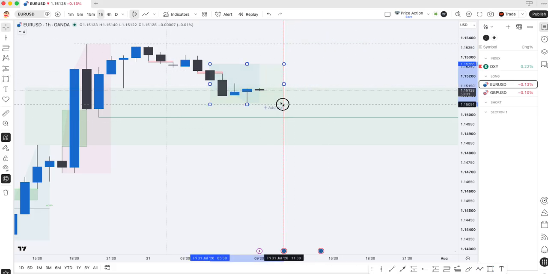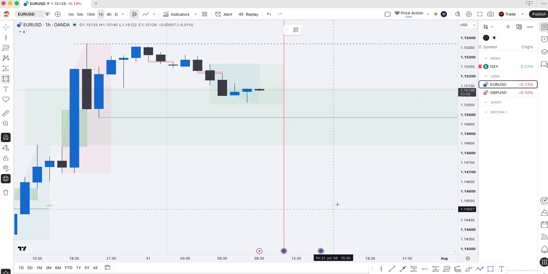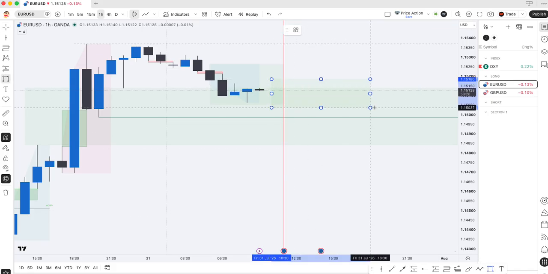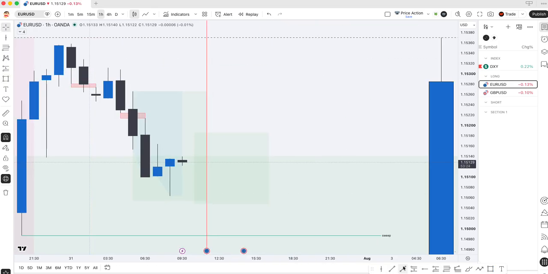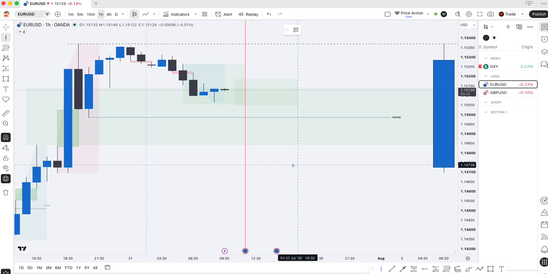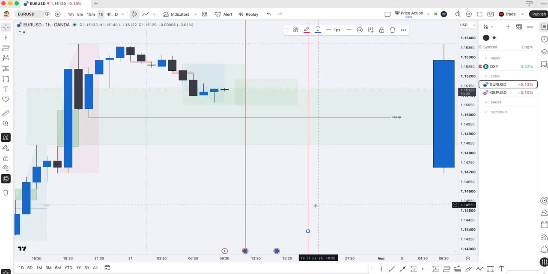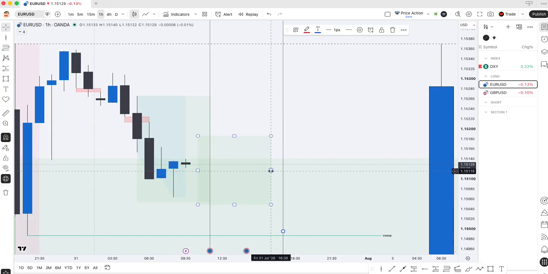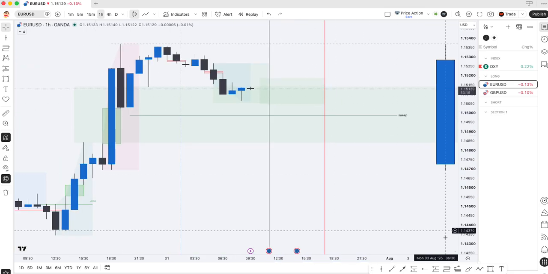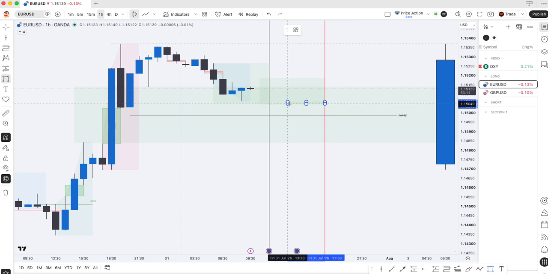Or the other scenario could be we go sideways in London, and then the New York session opens, which is 17:30 IST. So we stay sideways till here, and then when New York session opens, it goes down, takes out Asia liquidity, takes out London liquidity, takes out the swing point, and taps into the fair value gap, and then pushes to the upside. So this is what I'm expecting price to do.